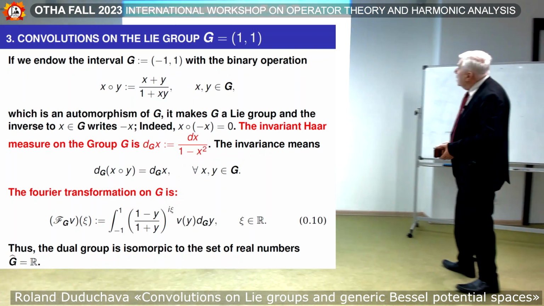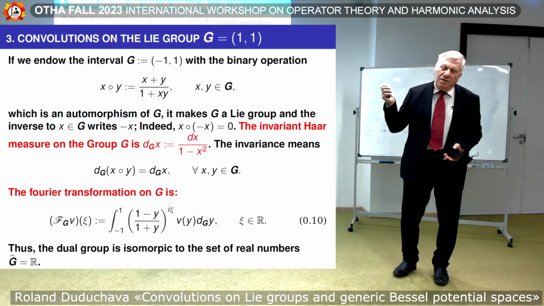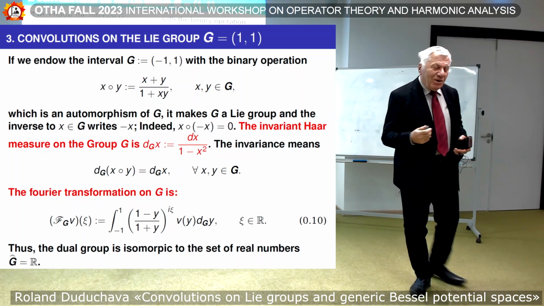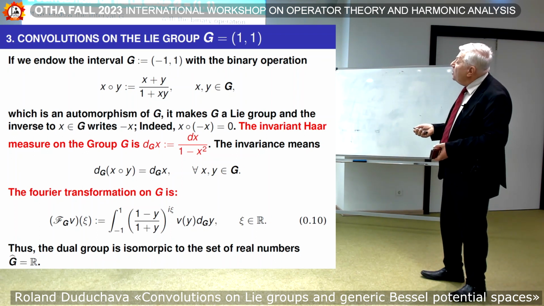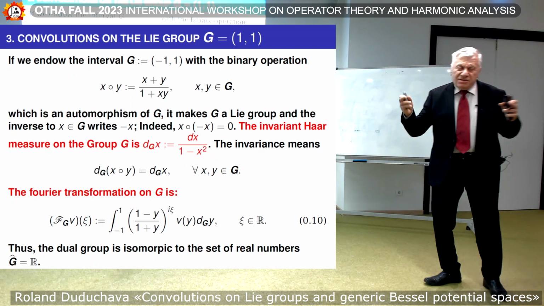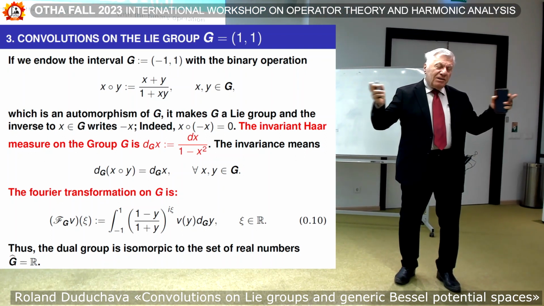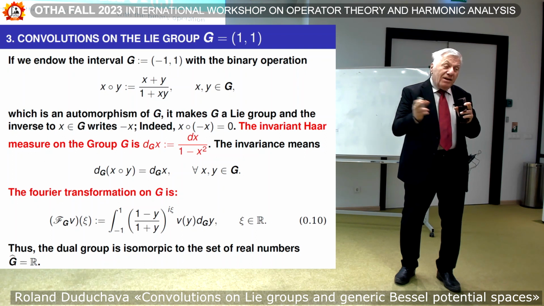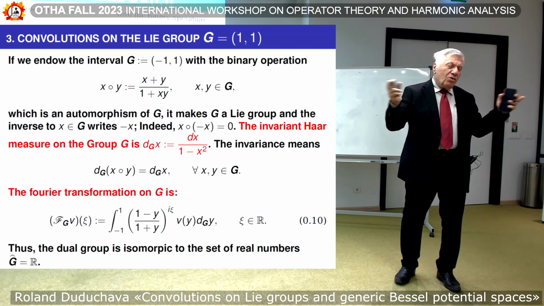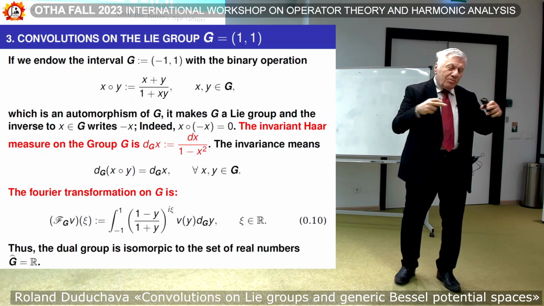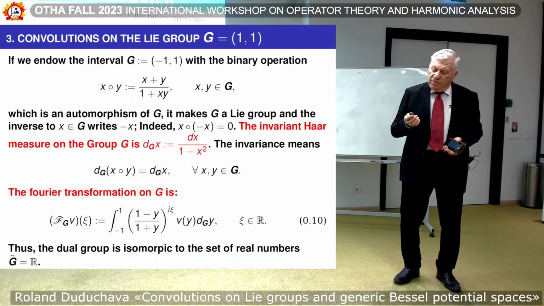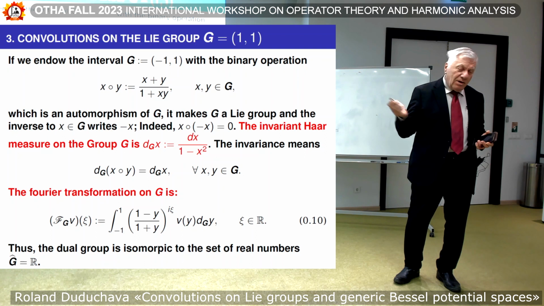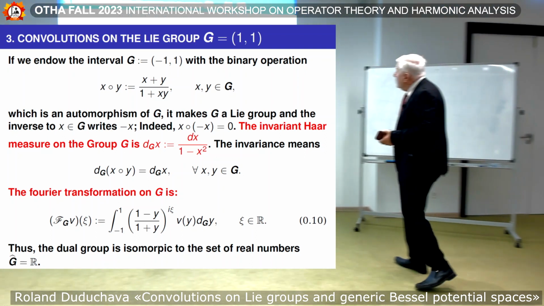Now the example. This example triggered all this work for me. It was Petrov from Petersburg who noted that if you take the transformation of the axis from minus infinity, infinity to the interval minus 1, 1, and transform convolution equations with this transformation to the interval minus 1, 1, then you will get interesting equations which can be applied for the investigation of very well-known equations. I will show you later.